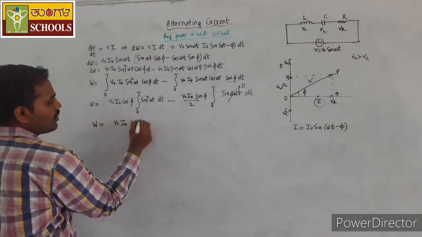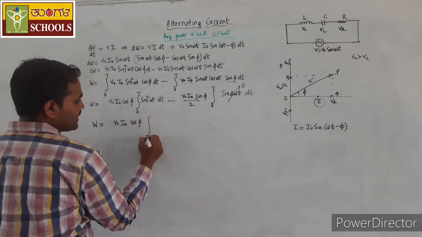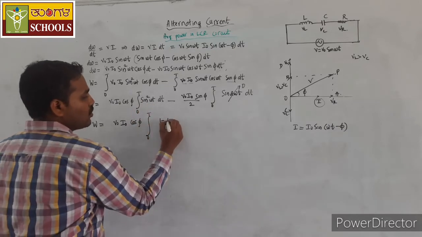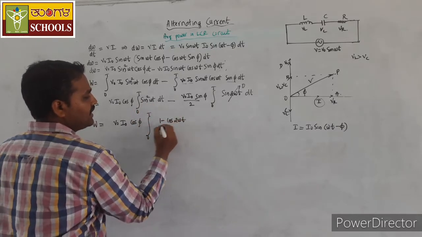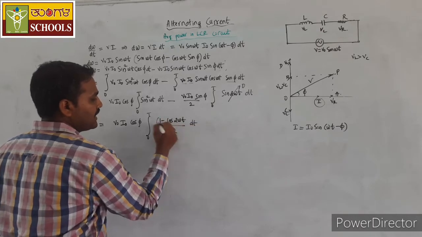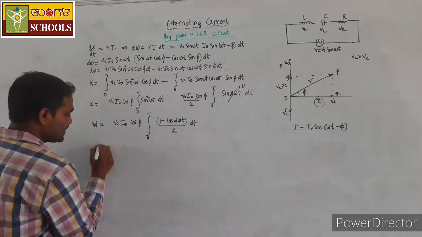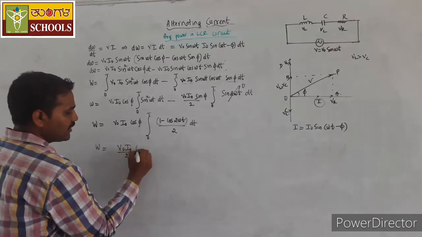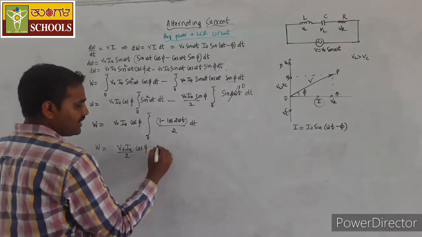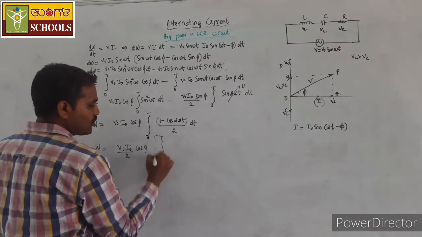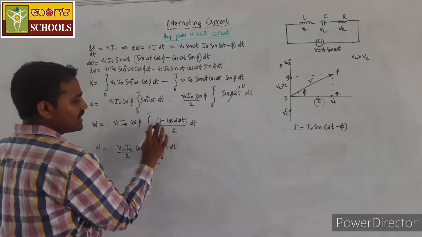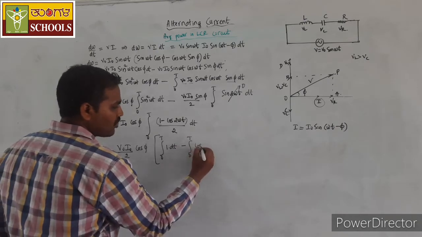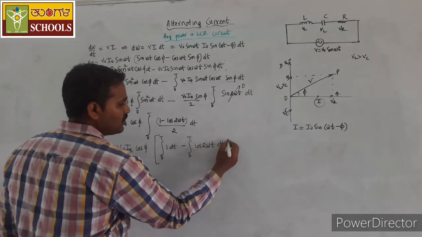V0 I0 cos phi, integration between the limits of 0 to T of sin square omega t, I can write it as (1 minus cos 2 omega t) divided by 2 into dt. If I simplify this, I get the total work done is equal to V0 I0, the 2 I will take it outside, divided by 2 into cos phi, integration between the limits of 0 to T of 1 into dt, separately we shall integrate them, minus integration between the limits of 0 to T of cos 2 omega t into dt.